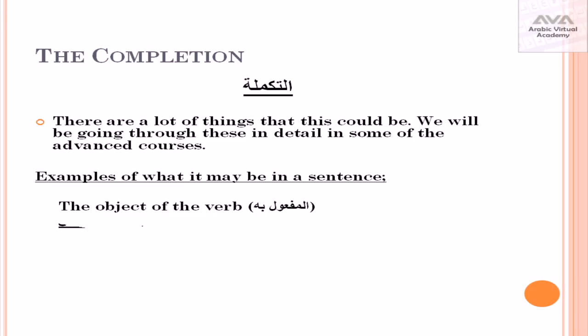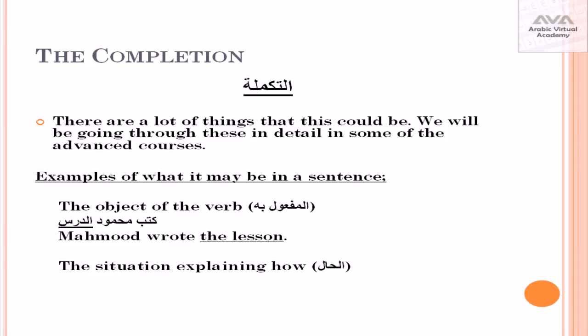Just like when we wrote before this sentence, Kataba Mahmud ad-Dars. It's enough to say Kataba Mahmud. But to add on to the end of it, to let you know what it was that he wrote, you add the maf'ulun bihi, or the object, ad-Dars. So we say Kataba Mahmud. Okay, what did he write? He wrote ad-Dars. This is the object of the verb and it's considered to be part of the takmila.